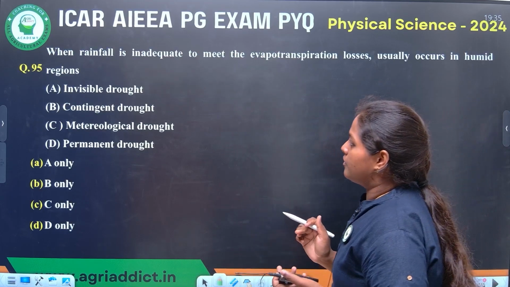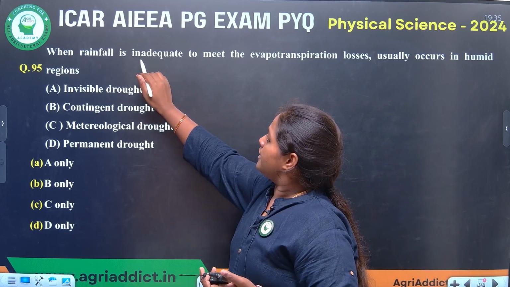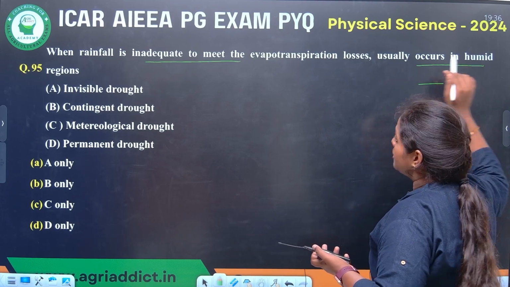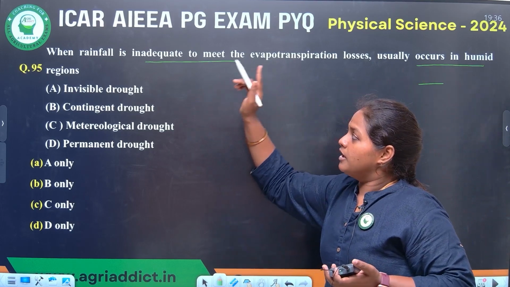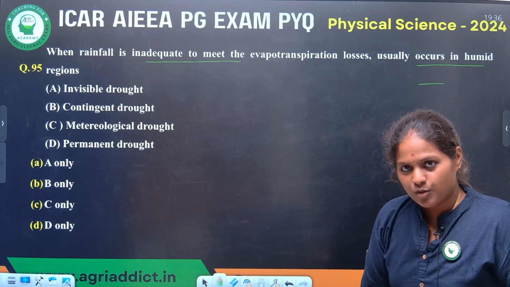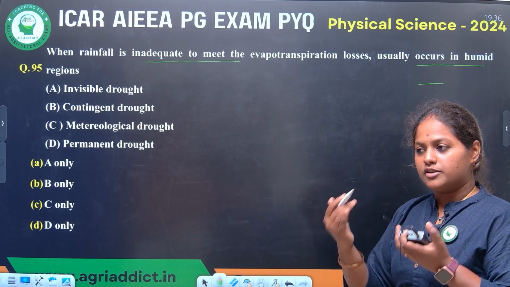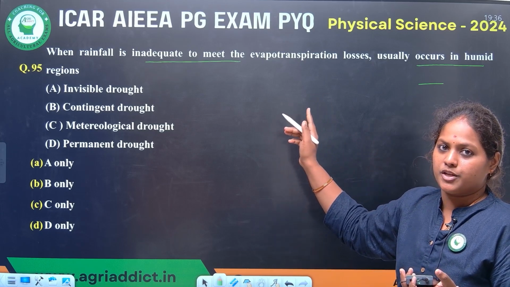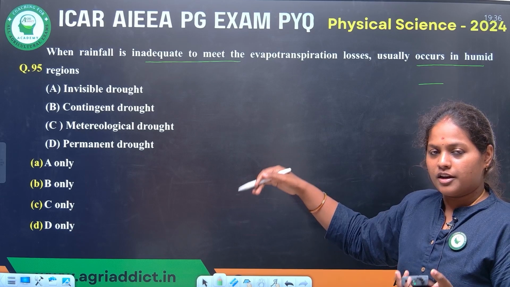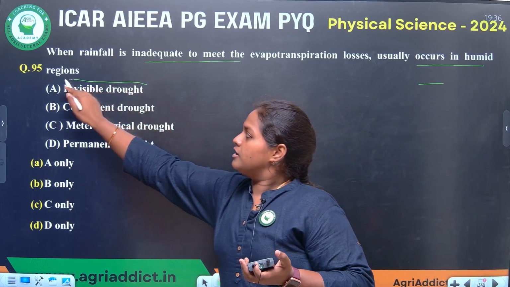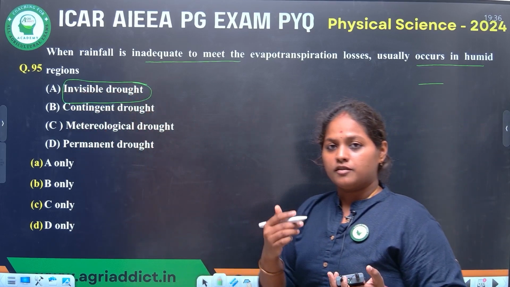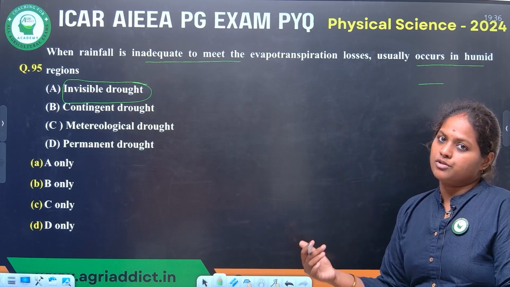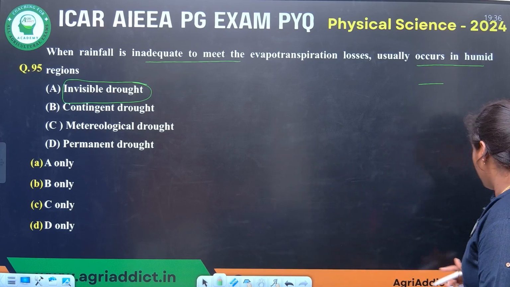Question number 95. When rainfall is inadequate to meet the evapotranspiration losses, usually occurs in humid regions. Read the question carefully. In humid regions, we know that rainfall is more. Still, though the rainfall is more, the rainfall that is happening is not adequate to meet evapotranspiration needs. What is this drought named as? It is invisible drought. That means the evapotranspiration loss or crop requirement is so high that even the rainfall happening in humid regions is not sufficient. It is called invisible drought.